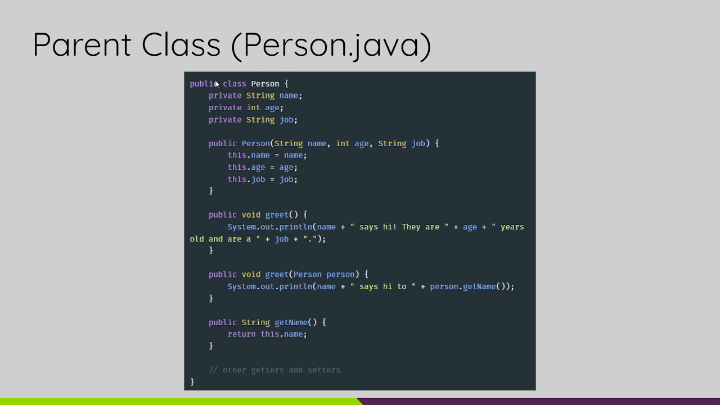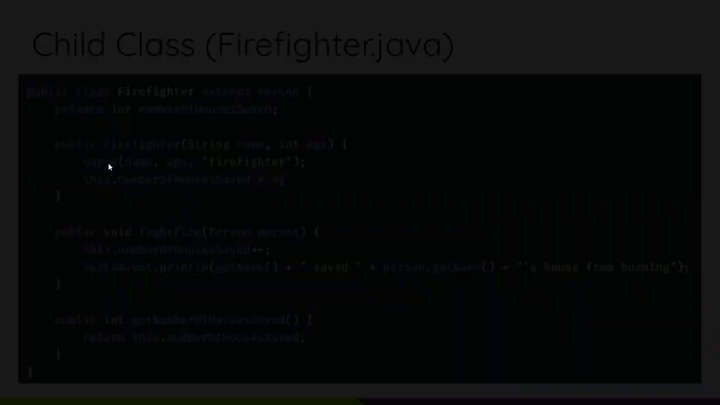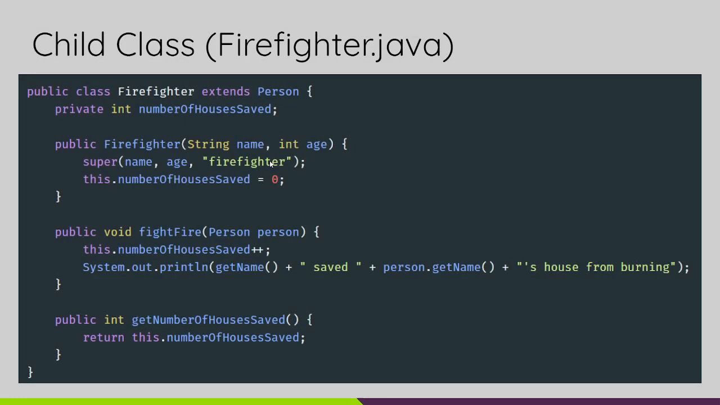You can see here, the parent class would be person, and the person has its own constructor and some various methods. The child class would be a firefighter, and to declare a subclass you have to use the extends keyword. So firefighter extends person. The firefighter has a constructor, and the super keyword basically calls the parent class's constructor, which defines the name, age, and job. In this case, the firefighter will call the same constructor, but its job is a firefighter, and it has a new variable called number of houses saved, so you have to update that in this constructor as well. And it also has its own methods as well.